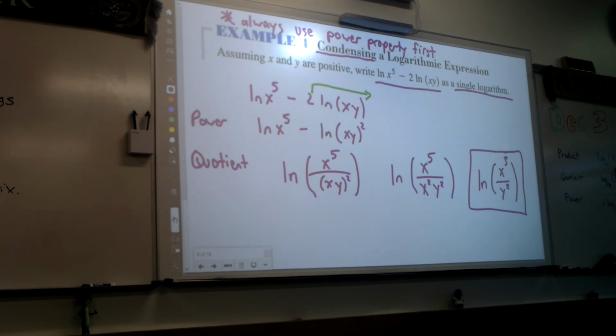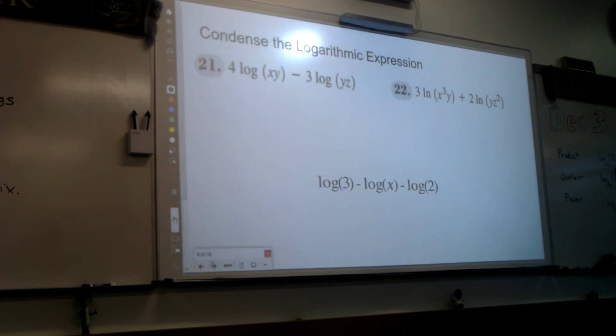So always see if you could simplify. Sometimes you can, sometimes you can't. And there you go. There's your first example of condensing logs. Any questions there? All right, you guys do 21 and 22. And then I'm going to do that bottom one with you, okay? So don't do the bottom one. Just let's push the pause button here, and you guys do 21 and 22.